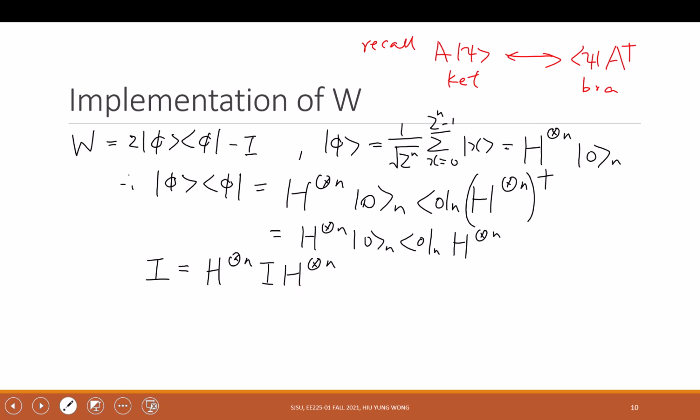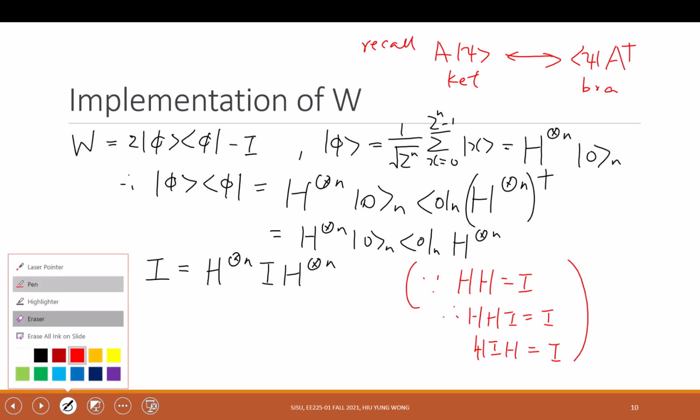So H times H equal to 1. So I jumped the step, right? Because H equal to I. Then HI equal to I. H equal to I. And that is what I have on the left. I equal to HIH. Right? So you can just do whatever you want. It is its own inverse. Remember this.